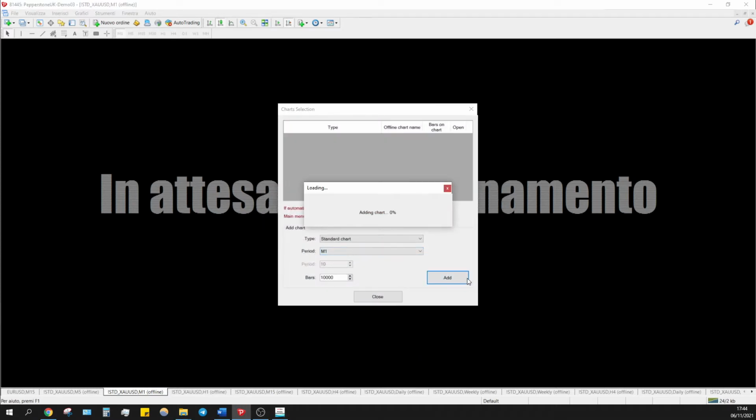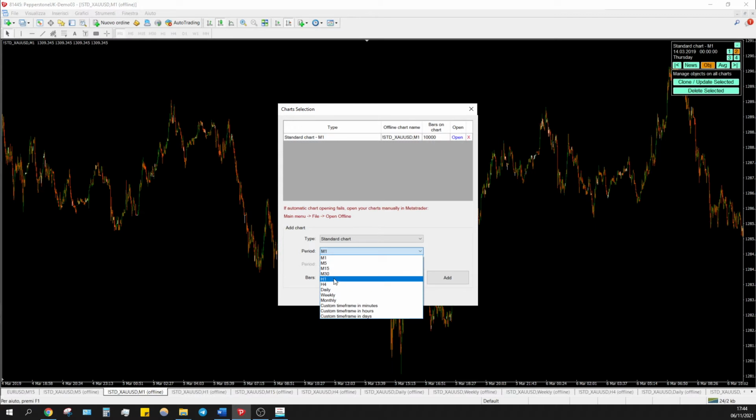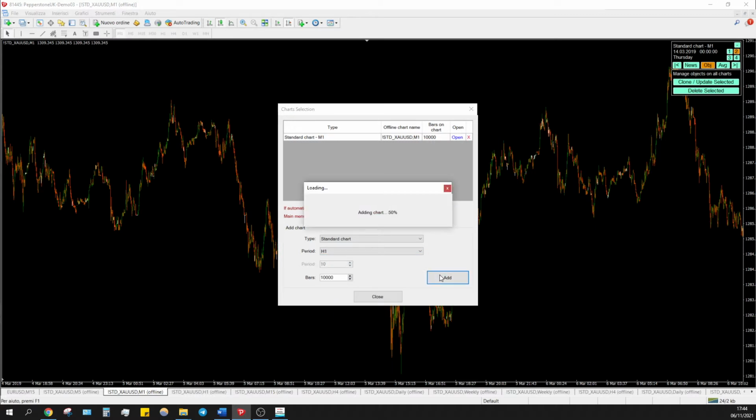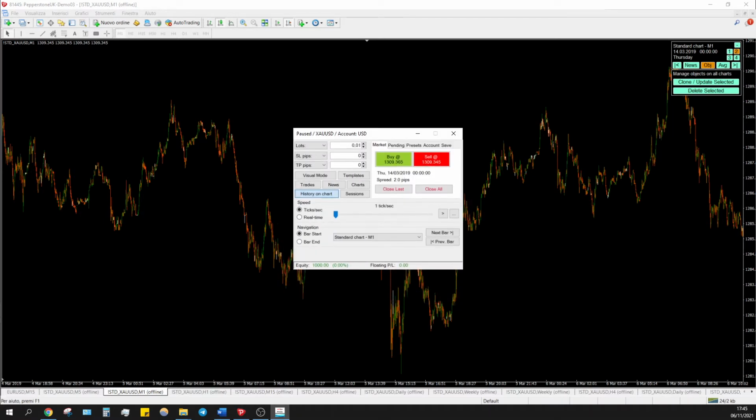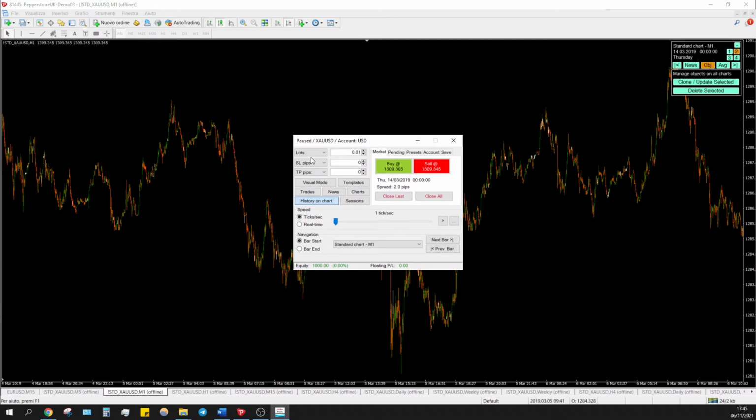Of course, we're going to use the 1 minute. The 1 hour. And we should be good to go. We're going to risk 2%, 15 pips stop loss.